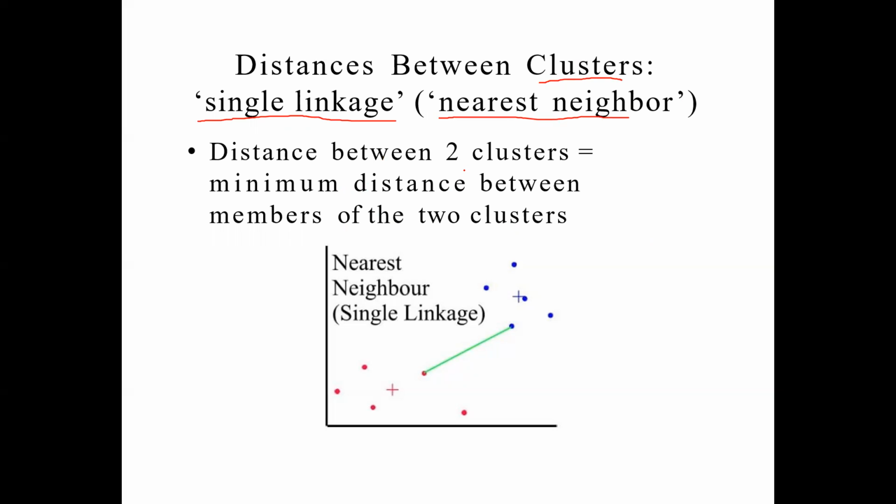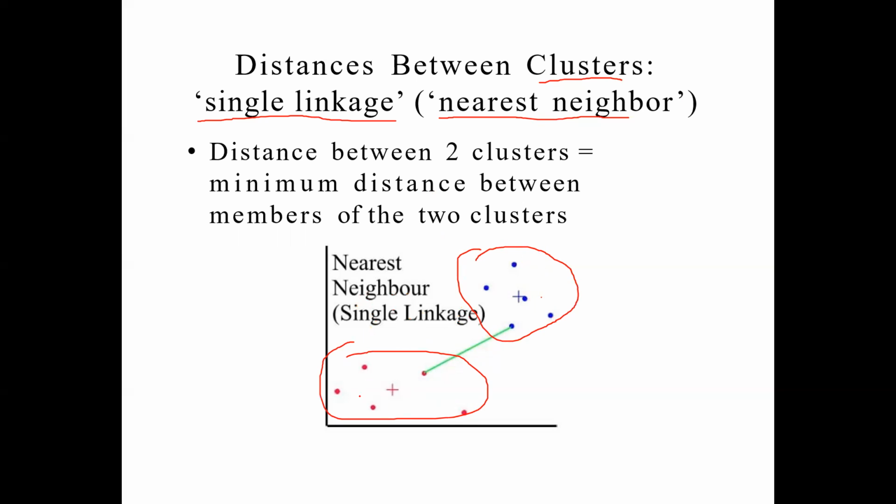So what distance do we consider for the distance between the two clusters? Here we calculate the minimum distance between the members of the two clusters. See, there are two clusters here. This is my first cluster and this is my second cluster. The first cluster is represented by the blue points, the second cluster by the red points. So nearest neighbor is the minimum distance between these two clusters, which we consider as the distance between the two clusters.